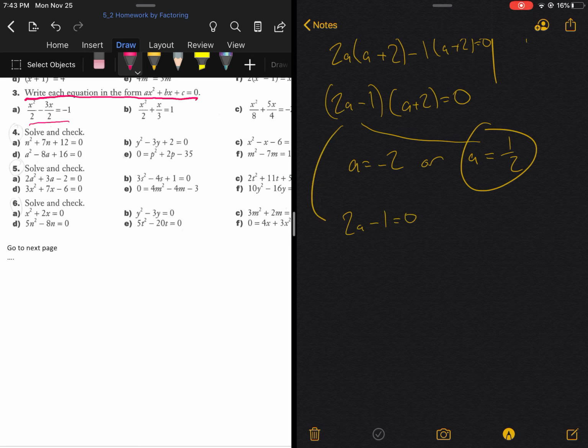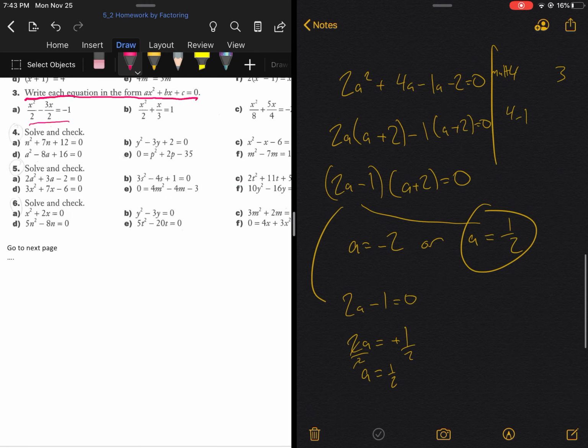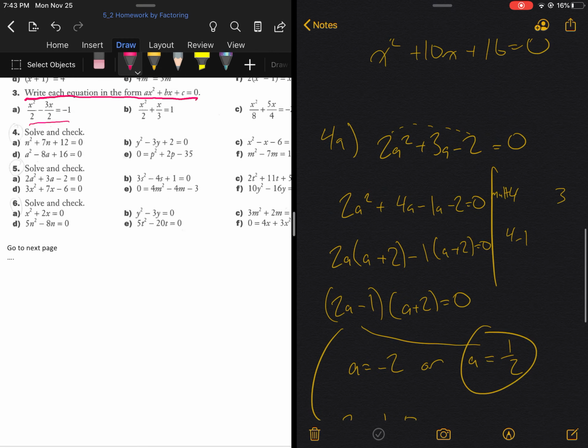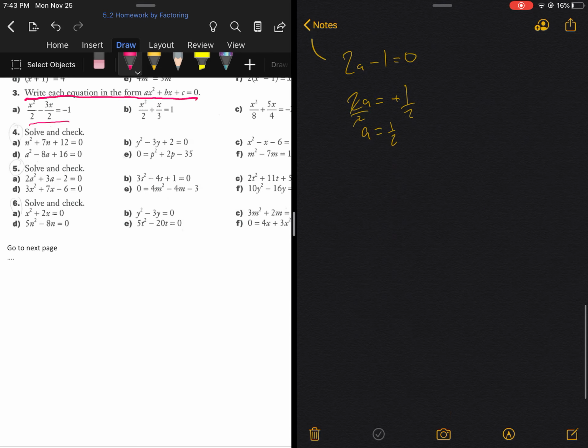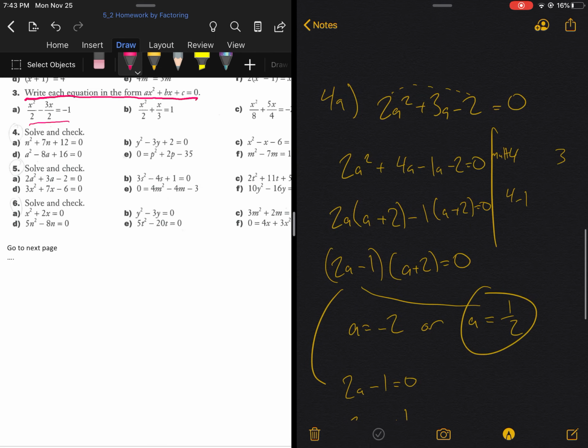Where'd I get the half from? Well, 2a minus 1 equals 0, right? Let's just solve it real quick. 2a equals positive 1. A equals, divide by 2, right? A equals half. All right. How do we check it? Well, we just substitute this value.